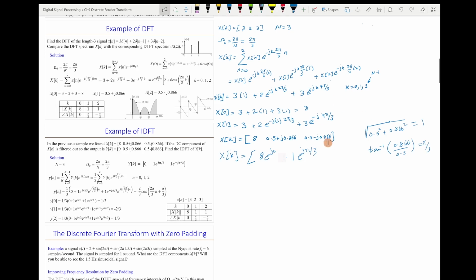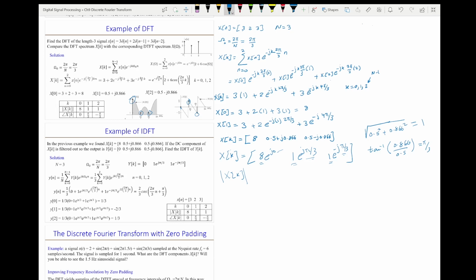And now we will take also this one. It will be just a conjugate of this one. So the magnitude will be the same, e^(-j pi over 3). Now, if I plot the magnitude, it will be just the 8, which is this one here, the 1, which is this, and the 1, which is this. And if you plot the phase, which is 0, that would be here is 0, and the pi over 3, which is this one, and the minus pi over 3, which is this one.